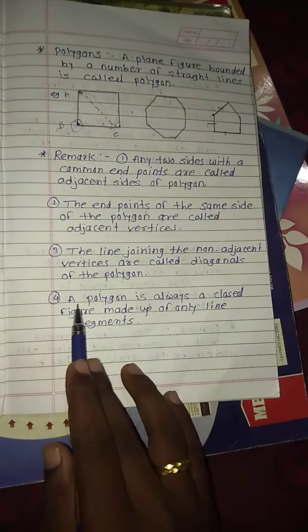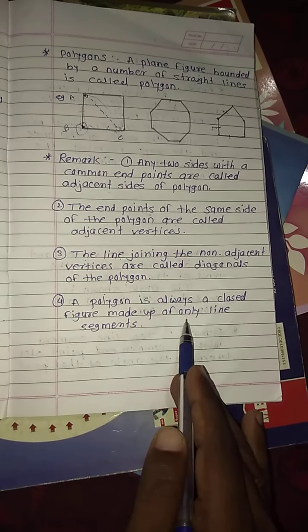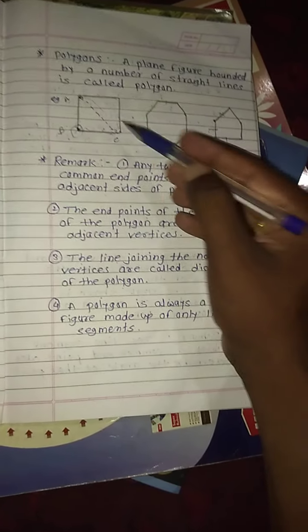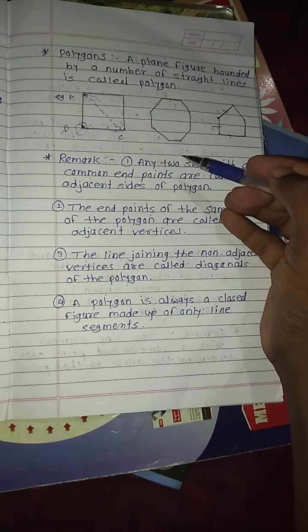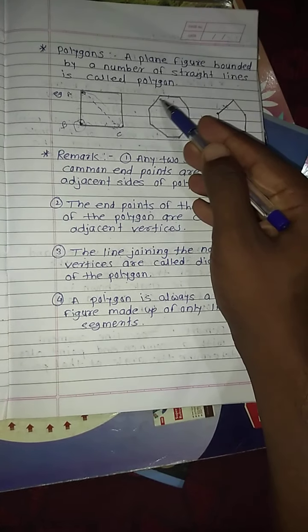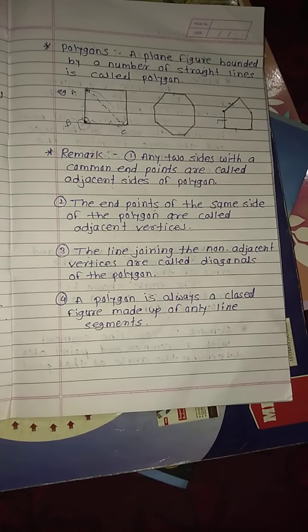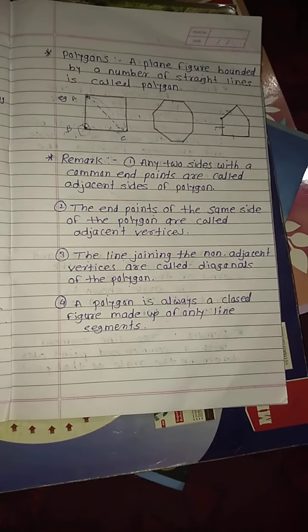Now fourth, a polygon is always a closed figure made up of only line segments. A polygon is always a closed figure. So observe, this is a closed figure, and only made by line segments, means all these points are joined by line segments. Then you can say that this is a polygon. I hope you understand.